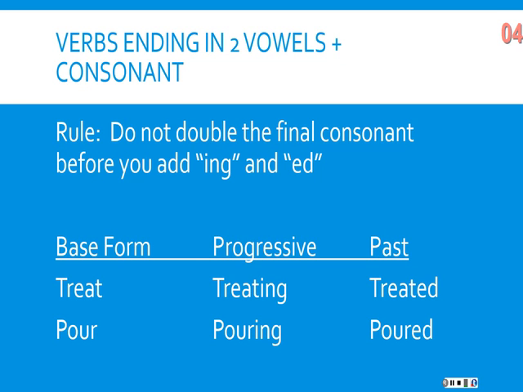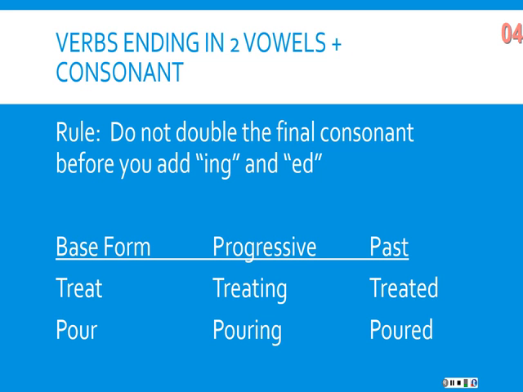Some verbs end with two vowels plus a consonant. For example, treat ends with E-A-T. E is a vowel, A is a vowel, T is a consonant. Pour ends with O-U-R. O is a vowel, U is a vowel, R is a consonant. For verbs like these, do not double the final consonant before you add ing and ed.